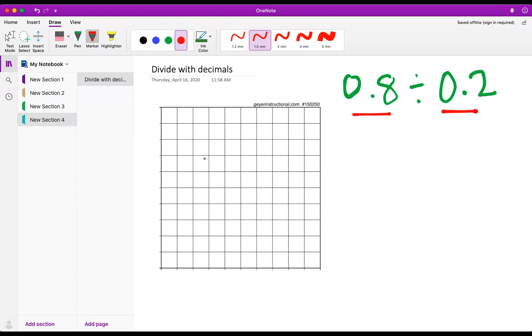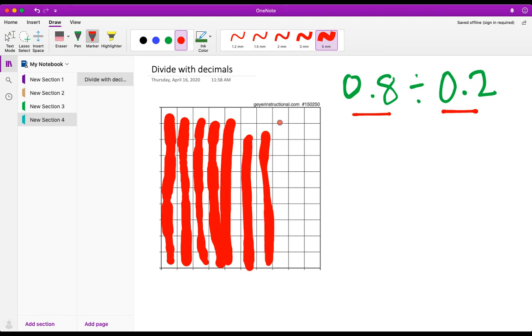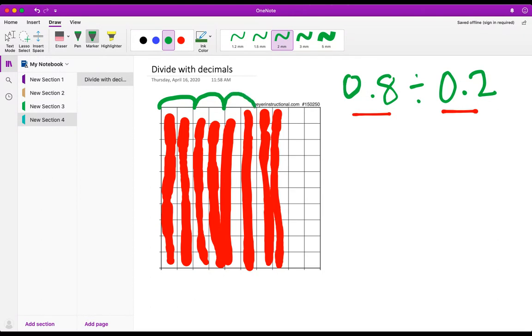So if I'm looking at tenths and I have this picture here, 8/10 looks like something like this. So this is 1 out of 10, 2 out of 10, 3 out of 10, 4 out of 10, 5 out of 10, 6 out of 10, 7 out of 10. Here's 8 out of 10, okay? Now, what this problem is asking us is how many 2/10 do we have? So then I just look. I have 1, I have 2, I have 3, I have 4. So my answer would be 4.